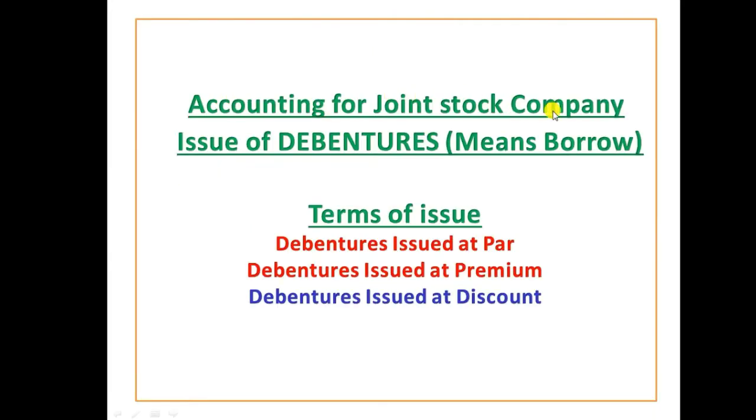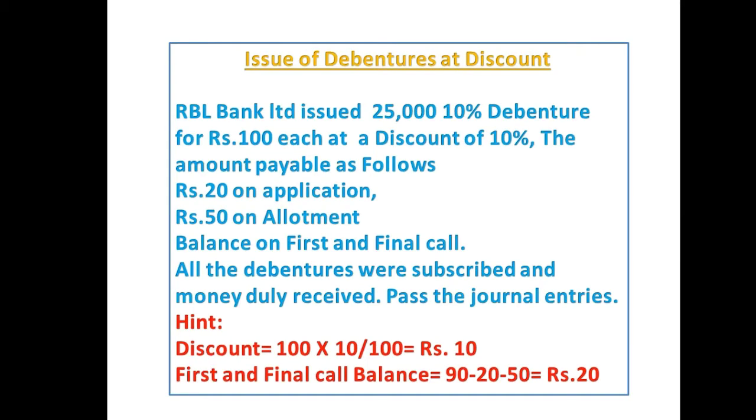Accounting for joins the company. Issue of debentures. Debentures means it is a borrowing. Terms of issue: debentures issued at par, debentures issued at premium, debentures issued at discount. In the previous two videos we already discussed debentures issued at par and debentures issued at premium. In this video we are going to discuss debentures issued at discount.